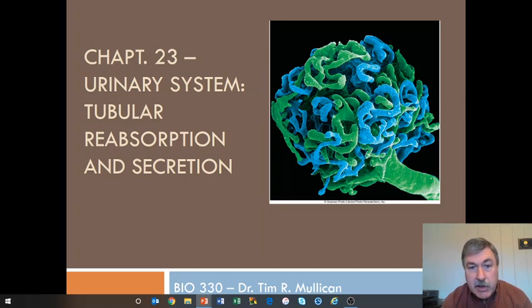The first is filtration. The blood is filtered to form a filtrate. Then useful substances like electrolytes and water and nutrients are reabsorbed from that filtrate as it passes through the nephrons. And then finally, waste products that didn't get filtered can be secreted out of the bloodstream and into the filtrate that's located in the tubules, in order to get rid of additional wastes.